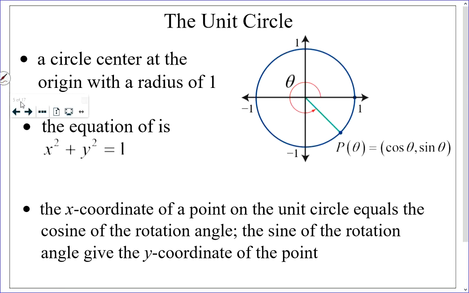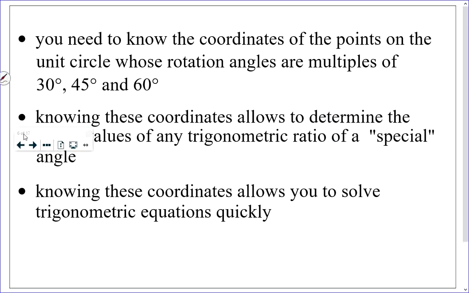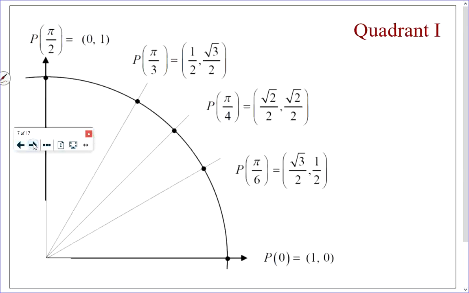And let me spend some extra time here talking about this. So when I say you need to know the coordinates of the points on the unit circle whose rotation angles are multiples of these common angles, you know what I'm really telling you, you need to be able to tell me the sine, cosine, tangent, secant, cosecant, cotangent of any of those special angles on the unit circle.